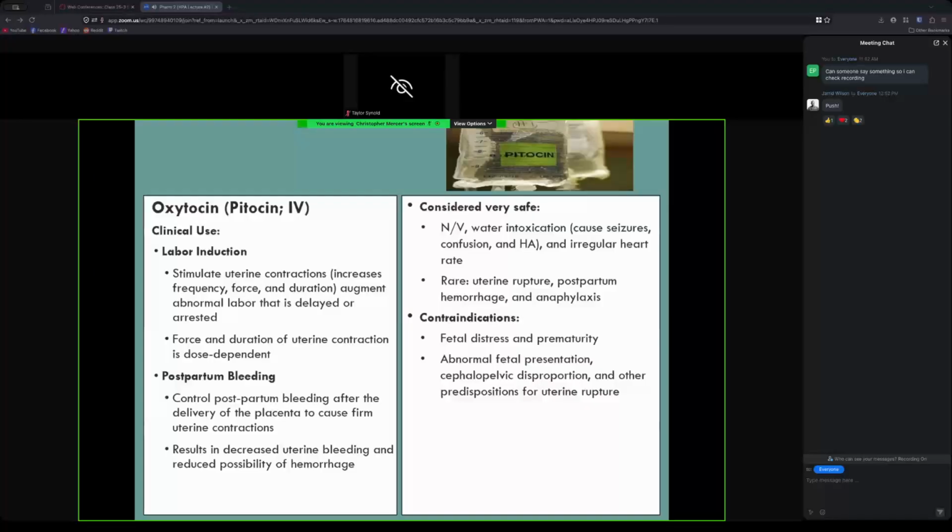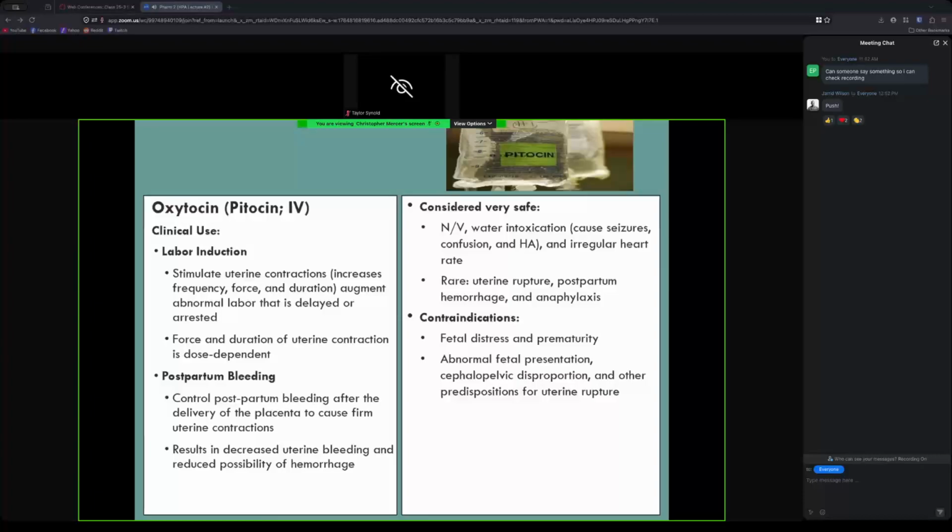When do we not use it, even though it's generally safe? Fetal distress or prematurity, no oxytocin. If the fetus has an abnormal presentation, a cephalopelvic disproportion, or any other condition that would predispose mom to uterine rupture, where forcing stronger contractions of the uterus would be more dangerous, then we hold on oxytocin.